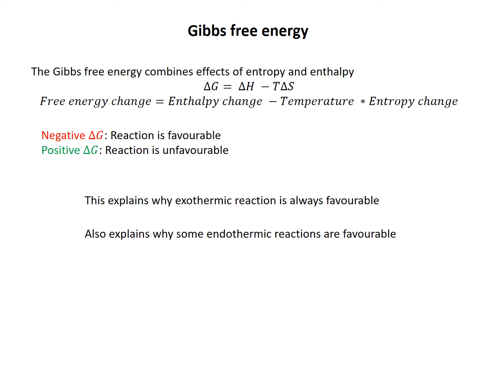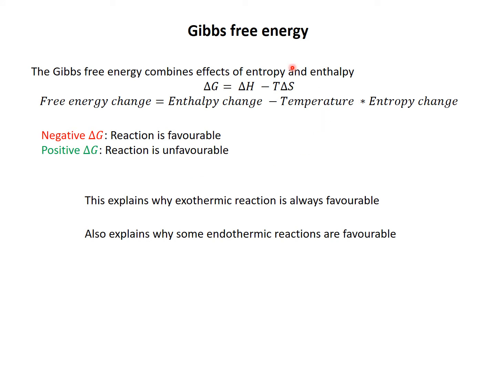So by combining all parameters together, it gives us an ultimate predictor of reaction favorability, which is Gibbs free energy, delta G. So delta G is the change in free energy. It is equal to delta H minus T times delta S, where H is enthalpy, S is entropy, and T is temperature measured in Kelvin. Whenever delta G is negative, that reaction is favorable, and when delta G is positive, that reaction is unfavorable.